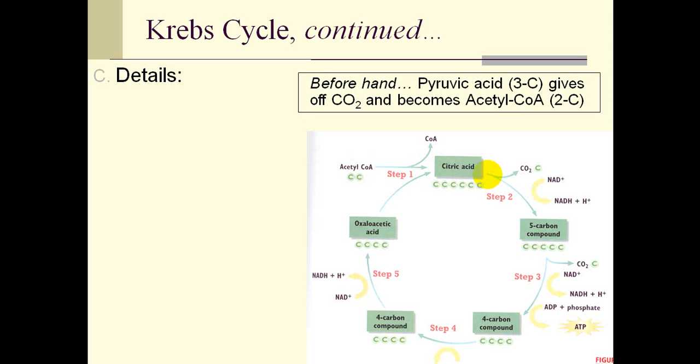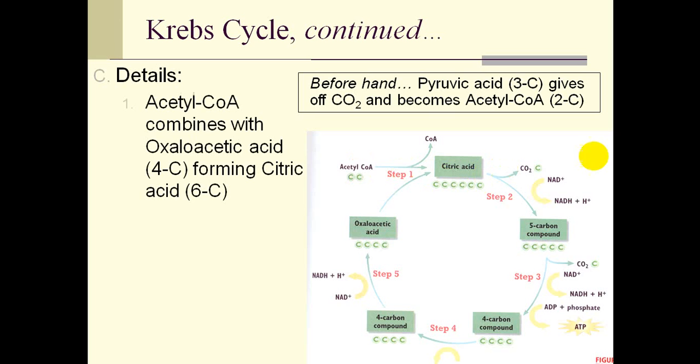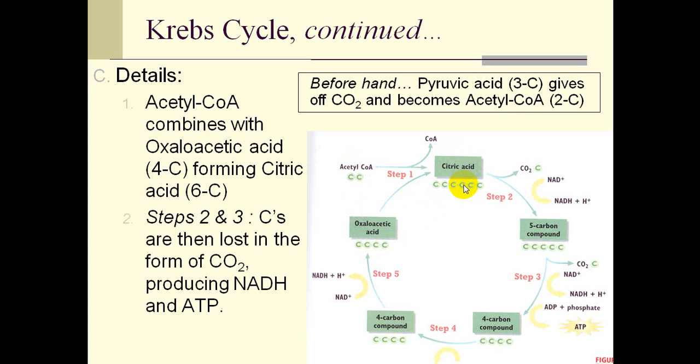Let's consider the details that I'd like you to be aware of. First of all, that acetyl-CoA will combine with oxaloacetic acid. You know you want to say that 5 times fast. Oxaloacetic acid. These then form citric acid. So that's where the name citric acid cycle comes from. And this is a 6-carbon compound, which makes sense because acetyl-CoA is 2, oxaloacetic acid is 4. So here we have citric acid.